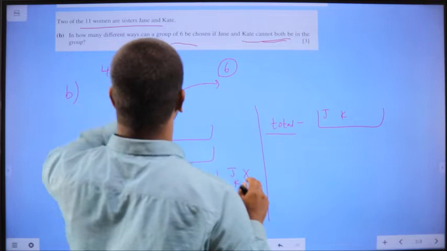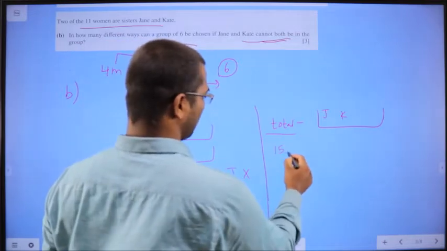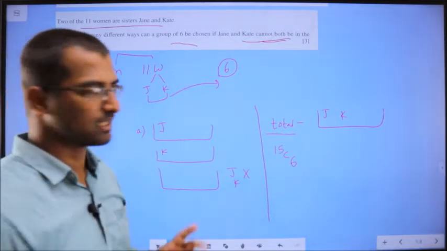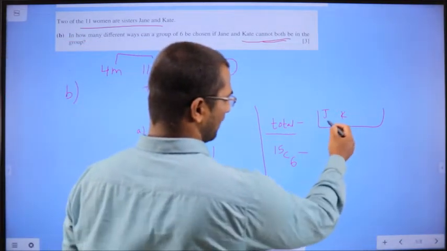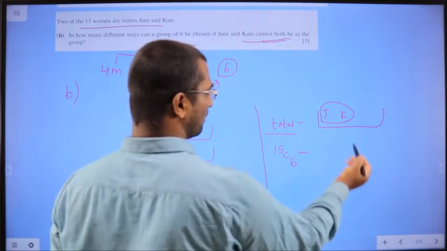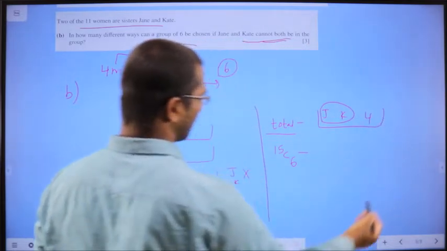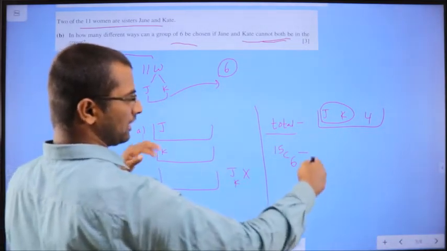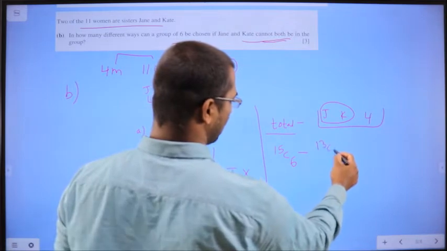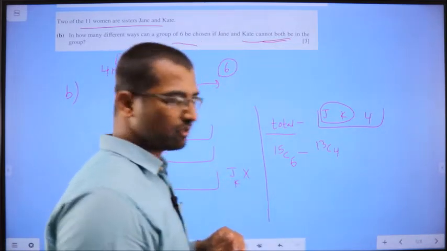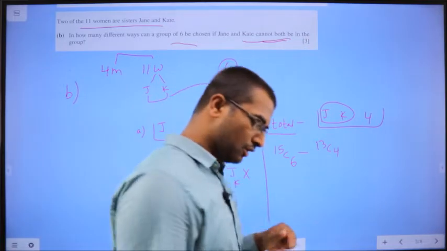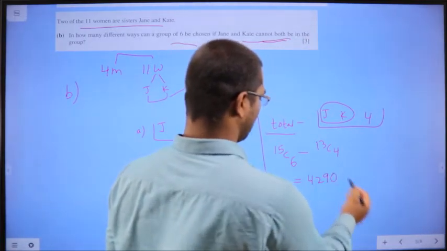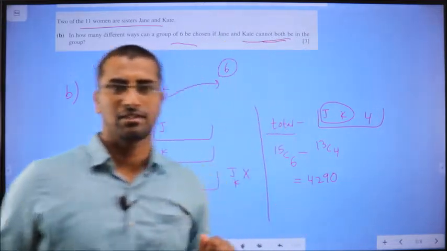Okay, so what is the total? Here the total is 11 plus 4, 15. From 15 you are selecting 6, so the total will be 15C6 minus. You have already selected 2 of them, so you need 4 more. And how many people are available? From 15 remove 2, that is 13. So from 13 you need to select 4, so 13C4. Put this in the calculator and you get 4290. Okay, this is the answer.